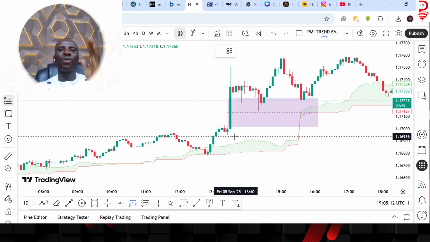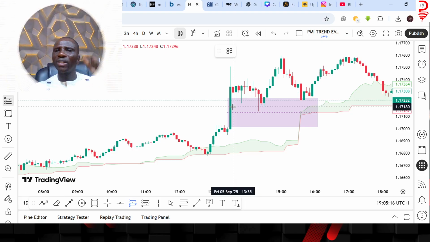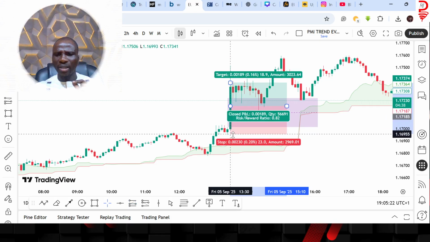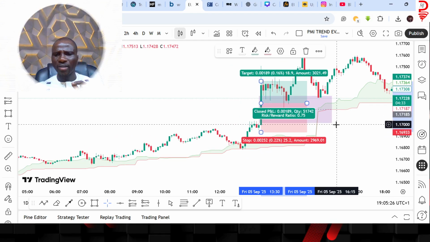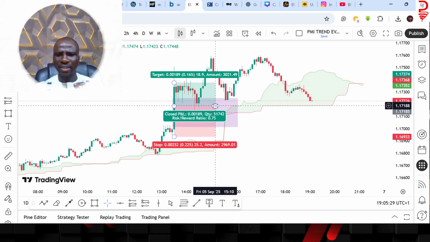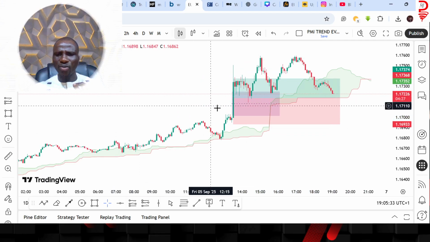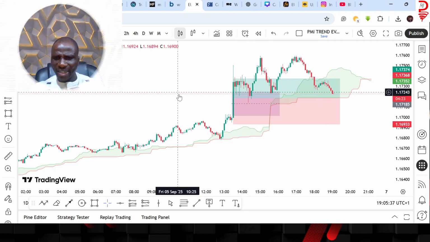Now in this case we have a fair value gap, and of course what is expected of you is to place your trade below the high of the fair value gap. Then you already know that your stop loss is 25 pips. This is how we pick the trade. Then you position like this. Can you see how the trade came back and picked us? This trade is currently running.